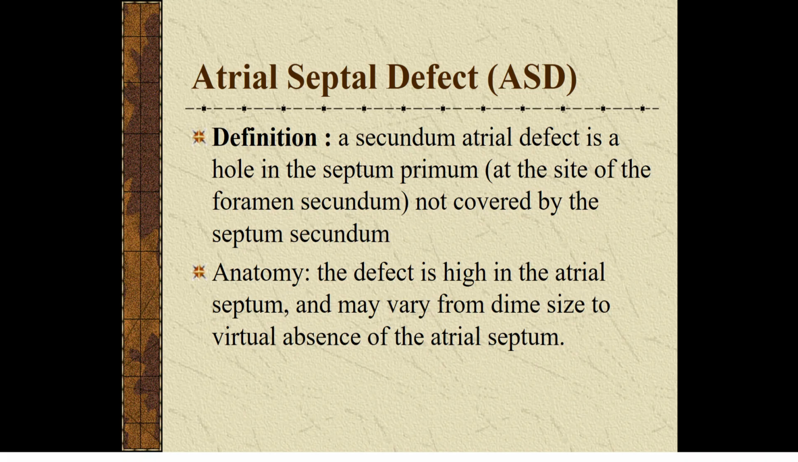Atrial septal defect. Definition: a secundum atrial defect is a hole in the septum primum at the site of the foramen secundum, not covered by the septum secundum. Anatomy: the defect is high in the atrial septum and may vary from dime size to virtual absence of the atrial septum.